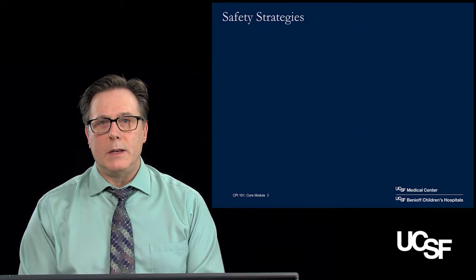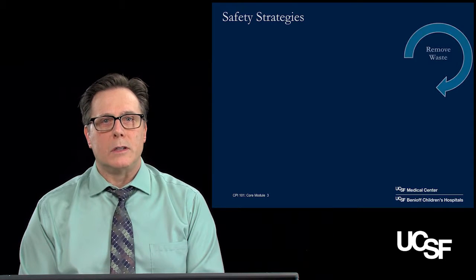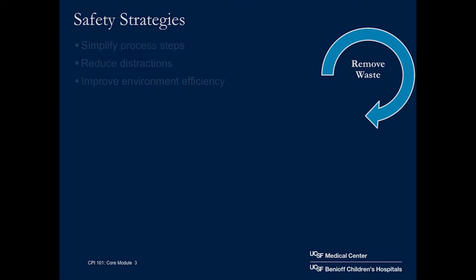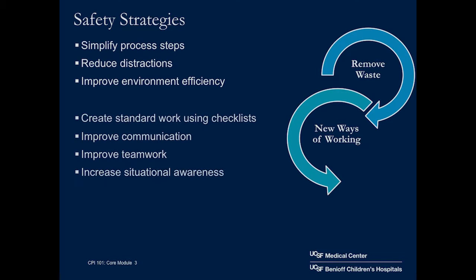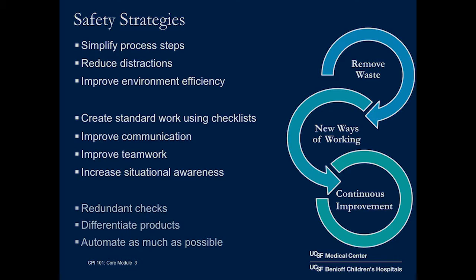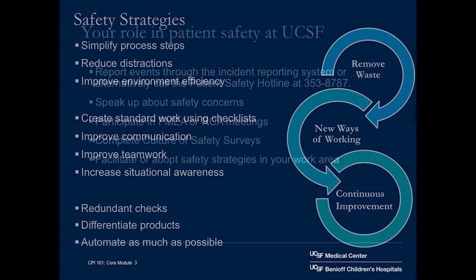Strategies used within safety actually fit well with the lean methodology. We can reduce waste by simplifying processes, decreasing distractions, and improving on or eliminating inefficiencies in the work environment. We can adopt new ways of working by reducing variability, increasing reliability, and improving team performance. And lastly, we can create ways of continuous process improvement by incorporating visual cues, checking behaviors, and automation.